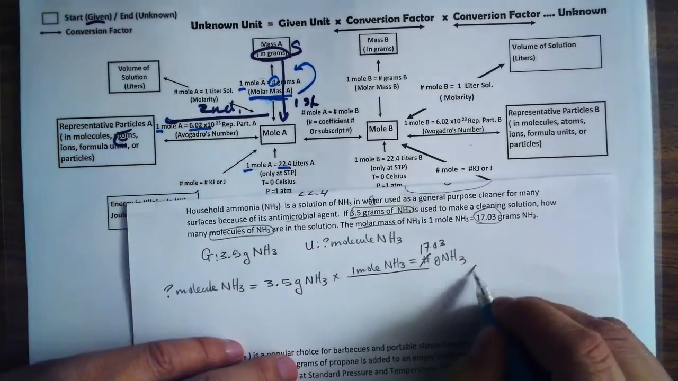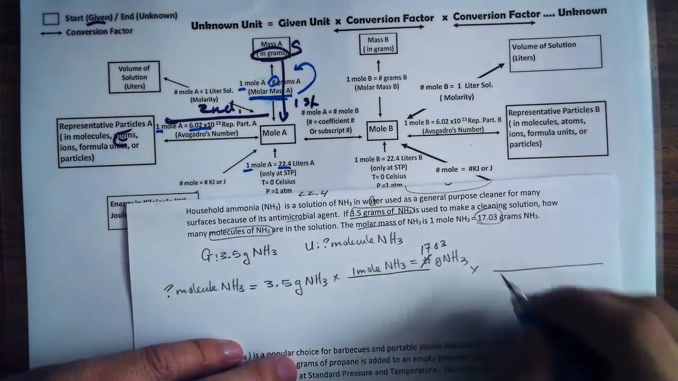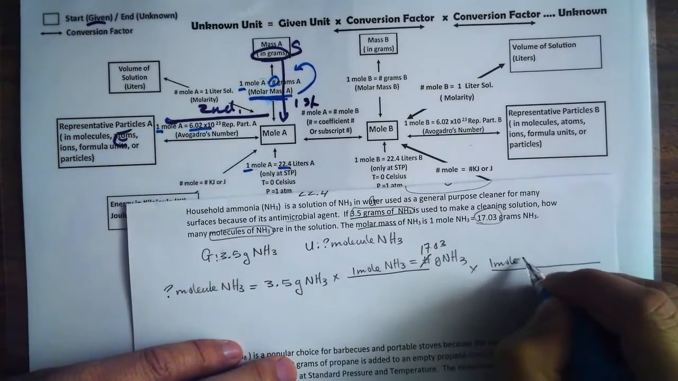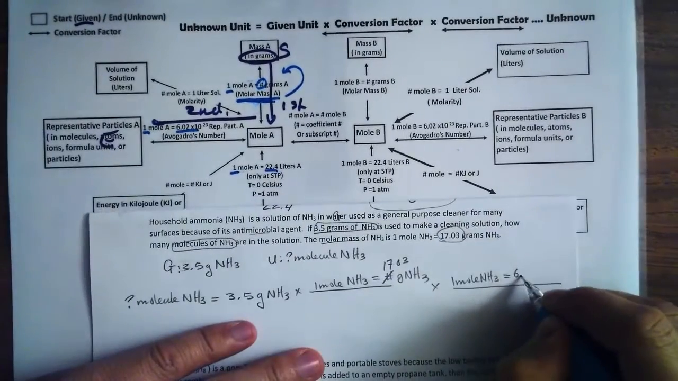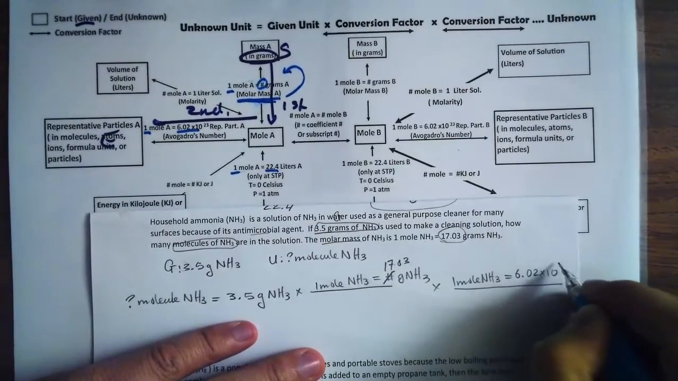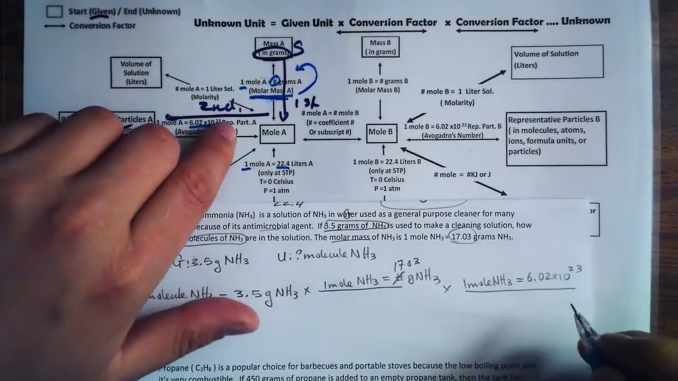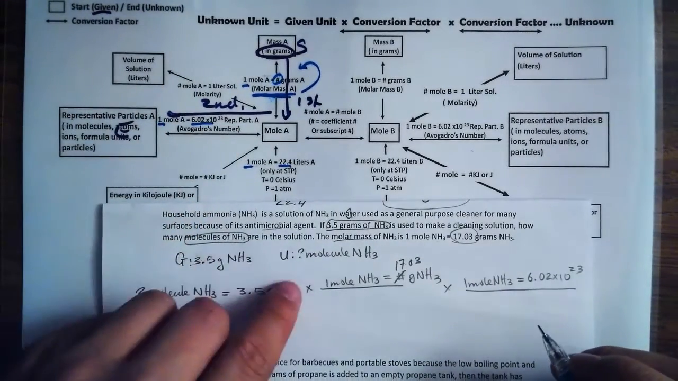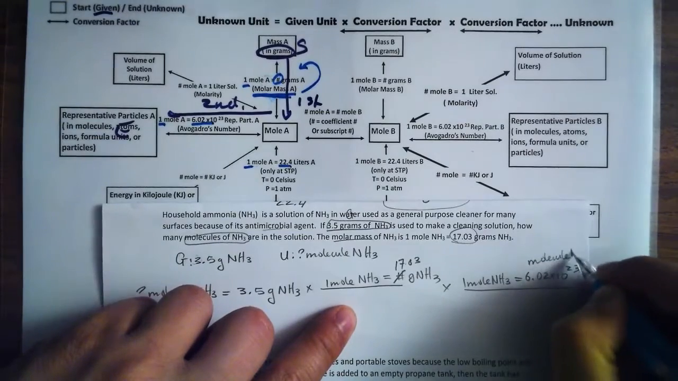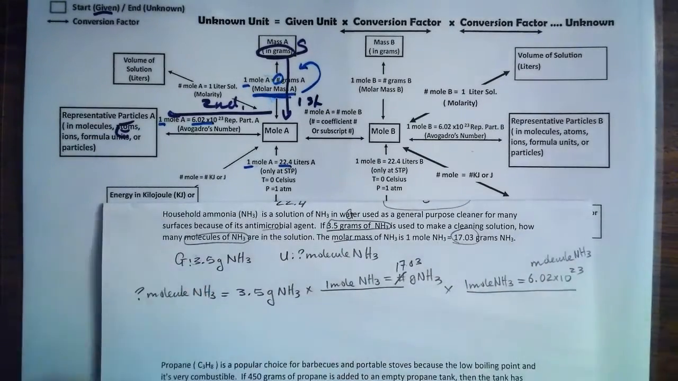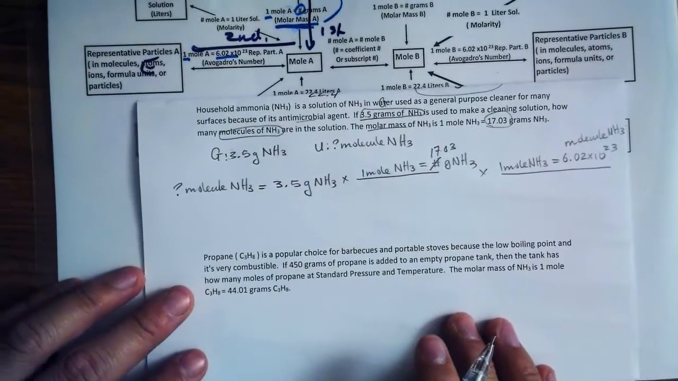Let's go on to the next one. Times the next conversion factor, which is 1 mole of NH3 equal to 6.02 times 10 to the 23rd representative particles. We know exactly what it is: molecules of NH3. And we are done with that conversion factor.